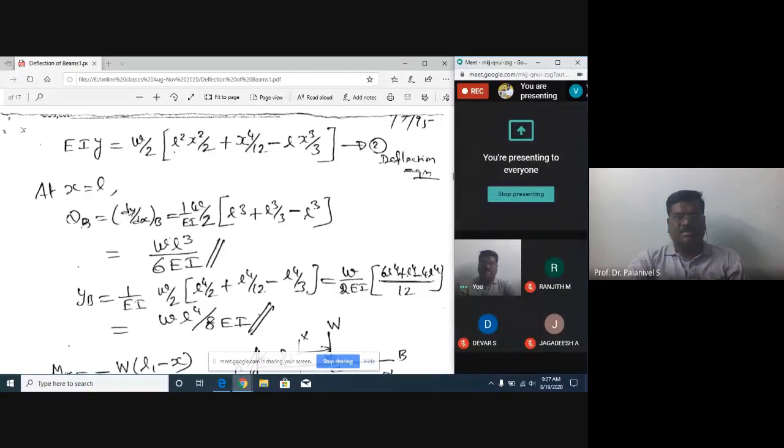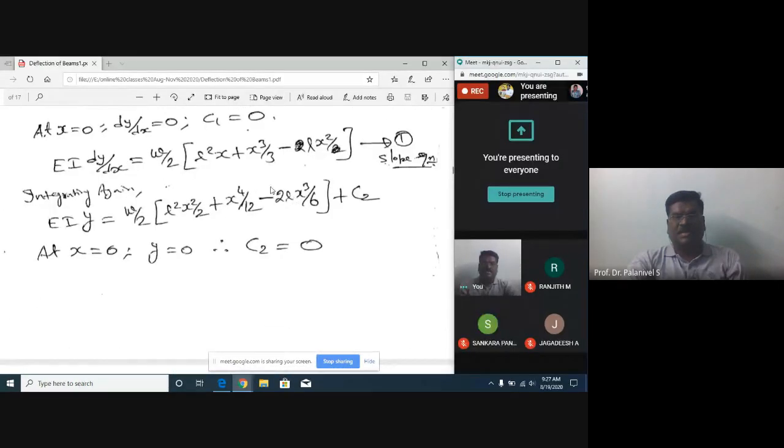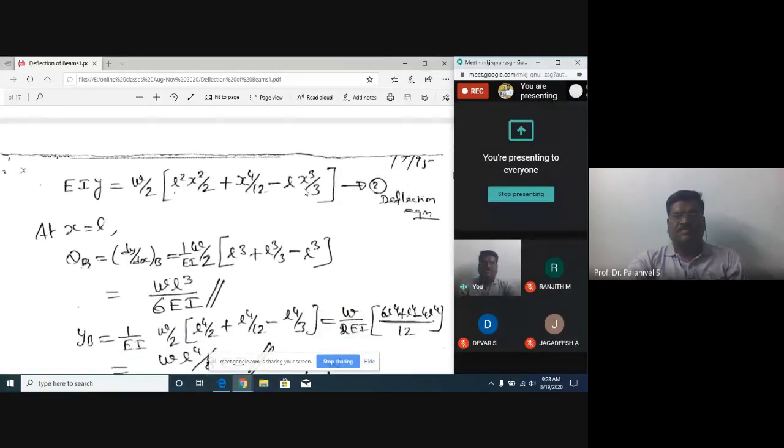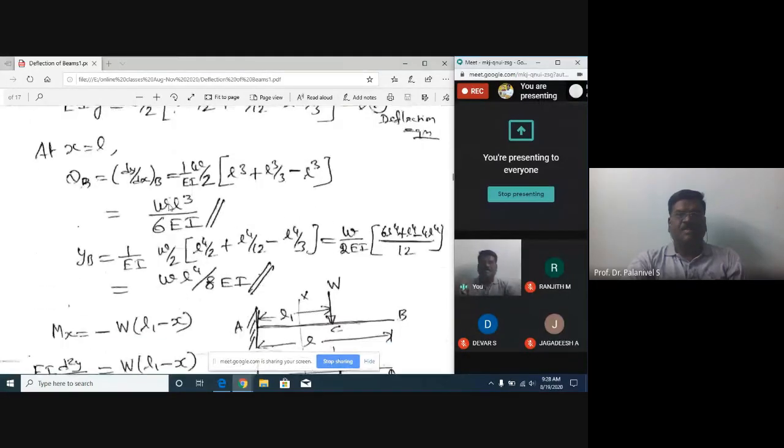Slope dy by dx at B is equal to 1 by EI into w by 2 into this one. Substitute x is equal to L in this expression. If you substitute, you will get wL cube divided by 6EI. Please remember, it is small w, not capital W, because it's UDL. Small w L cube divided by 6EI.